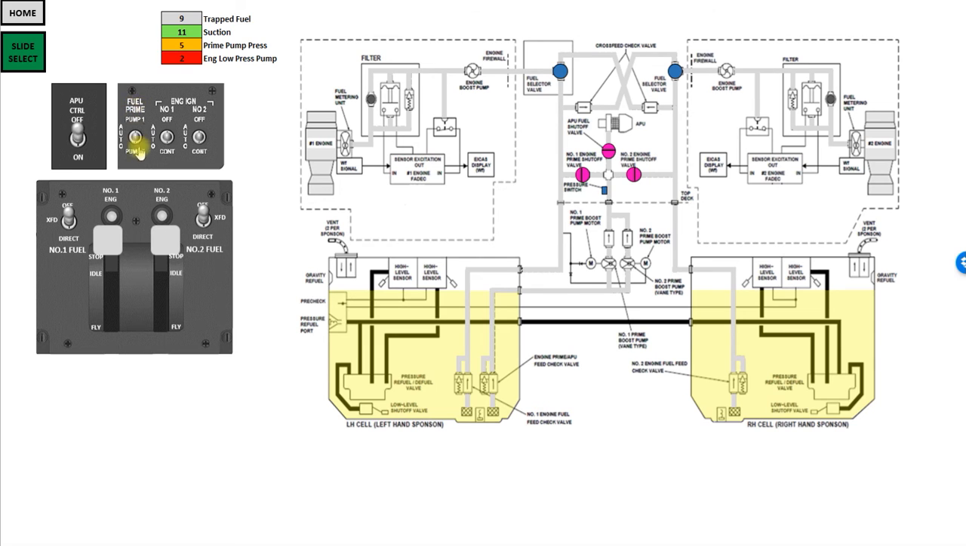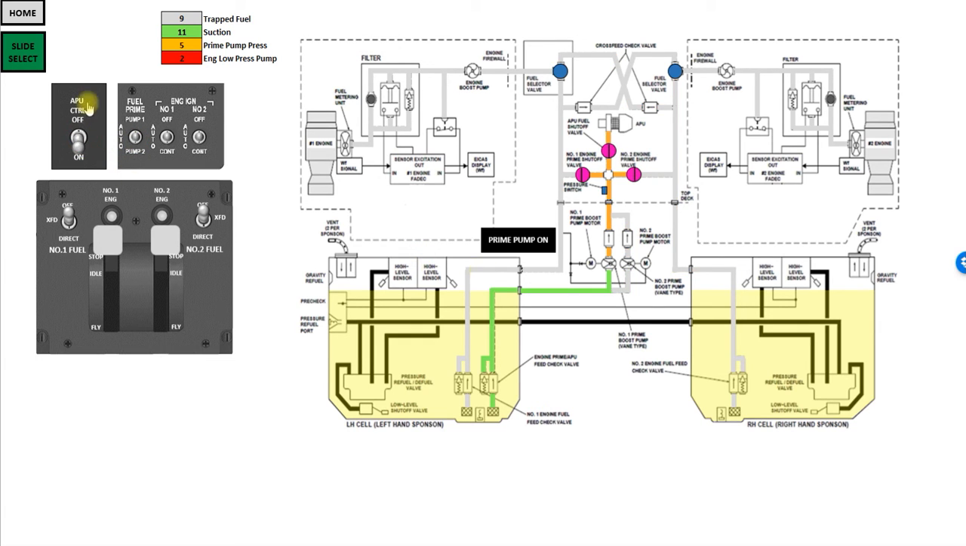So the fuel prime switches can be used to fault find. You turn on pump 1, and you either get a prime pump on or a prime pump fail. If you get a prime pump on, chances are it's the number 2. You'd select the number 2, you should get a prime pump fail, so you'd isolate that it's the number 2 fuel pump that has failed.